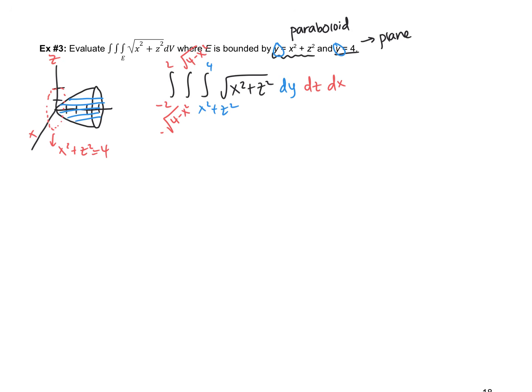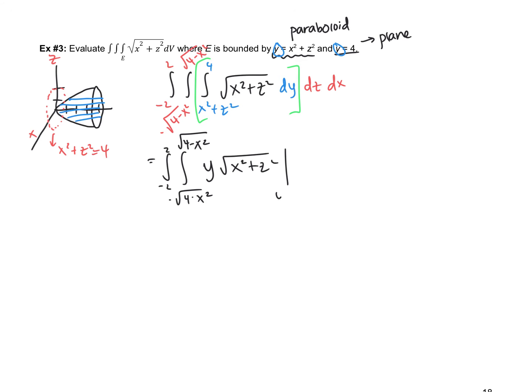Okay, so at this point, we're going to start with our integration. We're going to integrate with respect to y first, which means that entire square root is just a constant. So we're going to have x from -2 to 2, z from negative square root of 4 minus x squared to positive square root of 4 minus x squared. And then we have y, square root of x squared plus z squared, from y equals x squared plus z squared to y equals 4, dz dx.